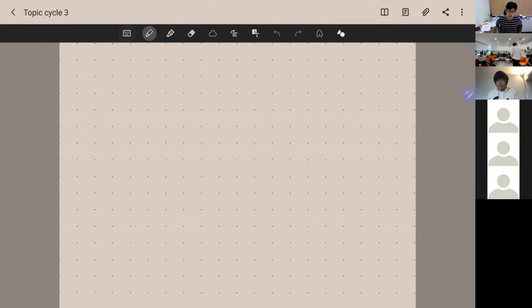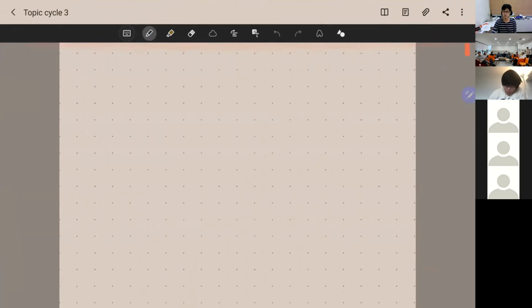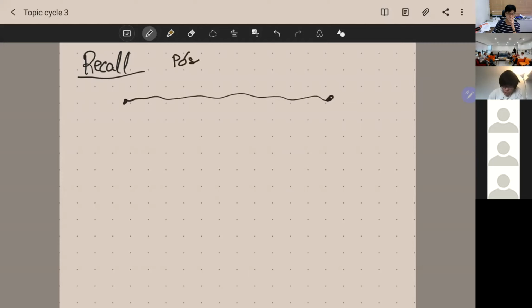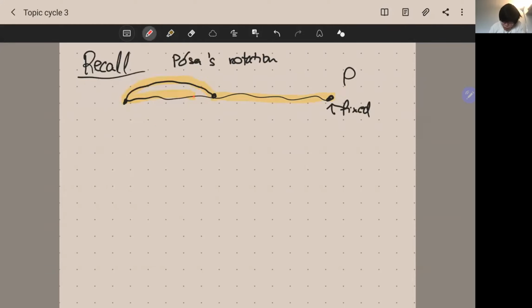Right, so let's start by picking up where we were yesterday and do a quick summary of what we observed. We introduced the Pósa rotation very quickly, just by picture. If we have a longest path P, we fix one endpoint, and then we look at the other endpoint. If it has a neighbor, then we can rotate like this. As a consequence, we get a new starting point. This is basically Pósa rotation in one picture.